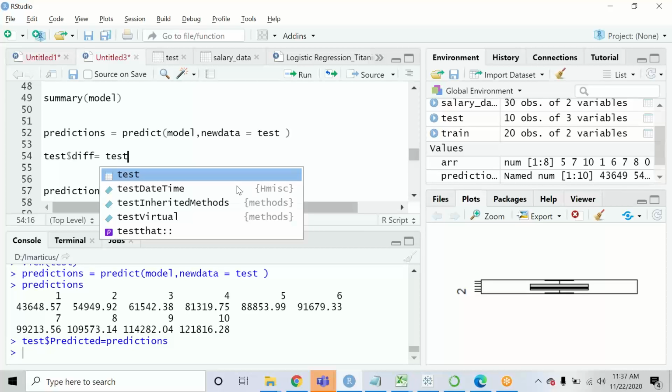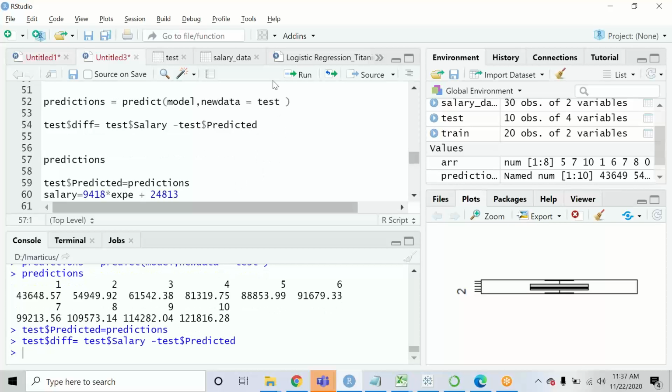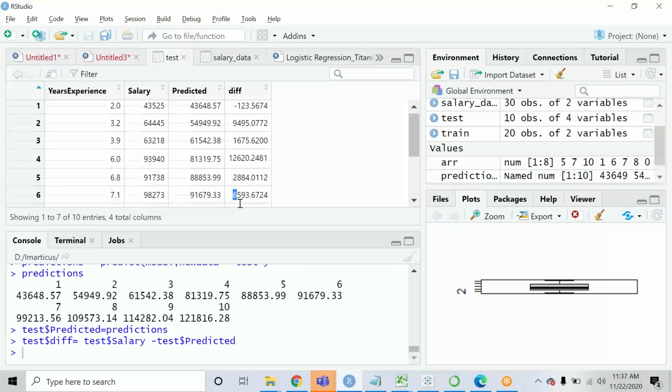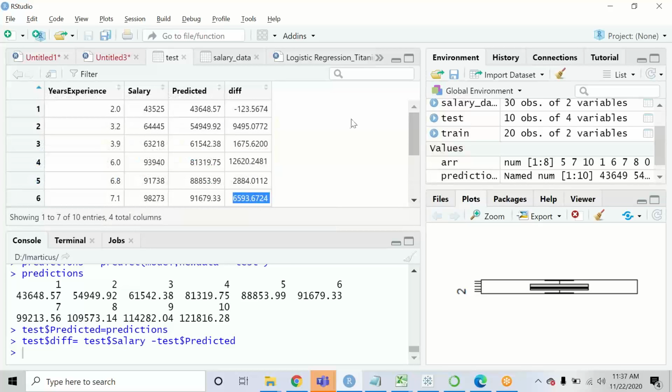It will be test dollar salary minus test dollar predicted. I just have to subtract these two numbers, and I can see the difference. Over here, I'm getting a difference of minus 123. Over here, I'm getting 9,000, 1,600, 12,000, 2,800, 6,500. So this is the error that I'm getting across all the places.